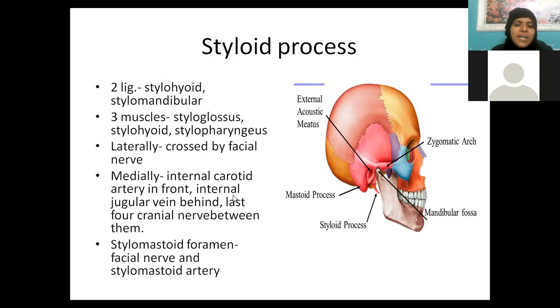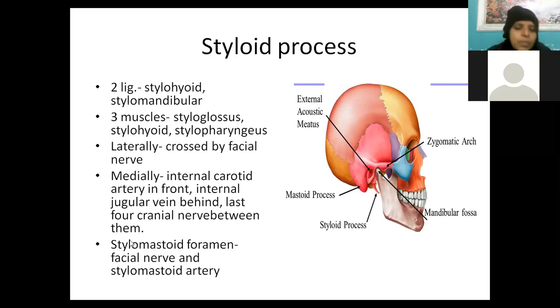So medially, it is the internal carotid artery. In front, the internal jugular vein behind, and in between these two, you will see the last 4 cranial nerves emerging from the jugular foramen. The last 4 cranial nerves are which ones? 9th, 10th, 11th, and 12th. Vagus, accessory, hypoglossal. Hypoglossal is 12th. Accessory is 11th, and then I think I'm missing the 9th one.